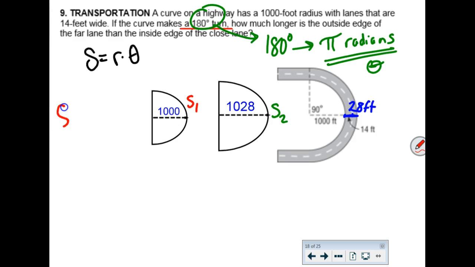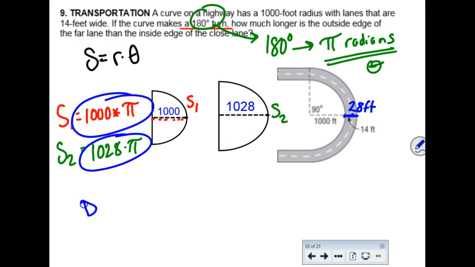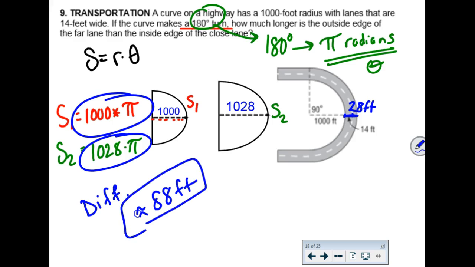So, finding our first arc length. It is the radius, 1,000, times theta, which is pi, and then arc length 2, oops, wrong color. Ari, you should be able to start the next bookwork. Get at least to number 29, okay? Arc length 2 is his radius times pi still. And then if you calculate these and you subtract them, the difference is what they want. So I got about 88 feet when you go ahead and throw the pi's in your calculator.